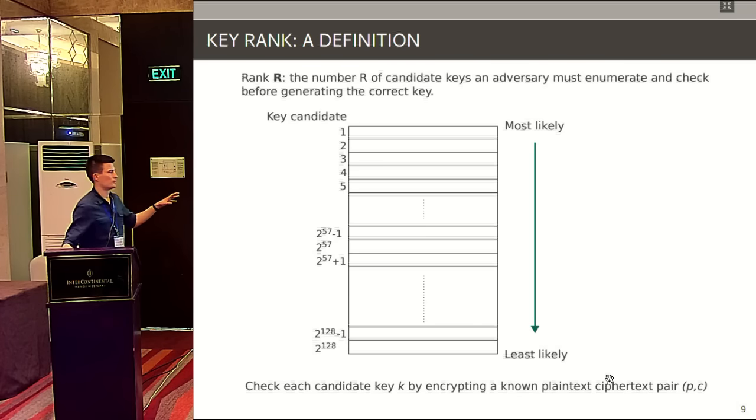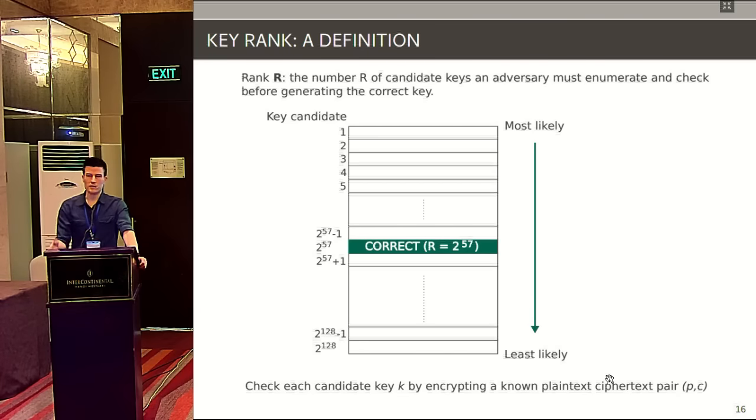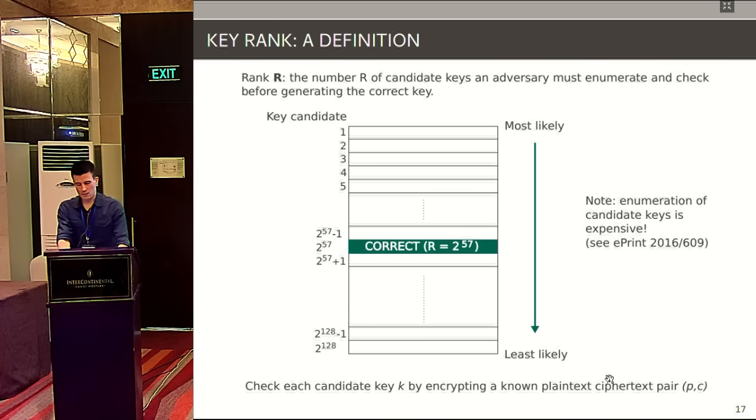So I have a really simple illustration on the slide here. Let's assume we're attacking a block cipher with a 128-bit key. The adversary does this enumeration step and generates the keys in order of likelihood, checks, keeps on going until they find the correct one. So in this example, the rank of the attack is 2^57. And the adversary has to enumerate and verify that many keys. I want to point out this is absolutely not the same as doing 2^57 executions of AES. There's a lot more work involved.